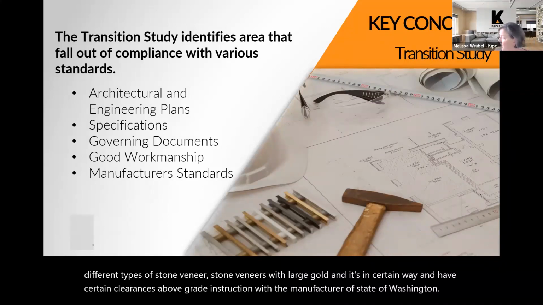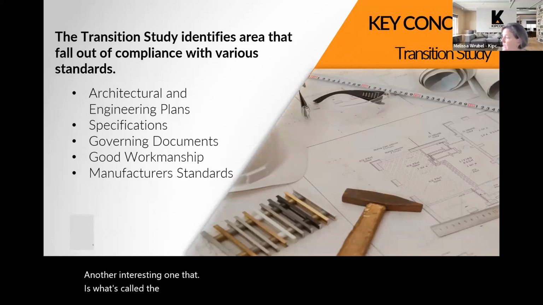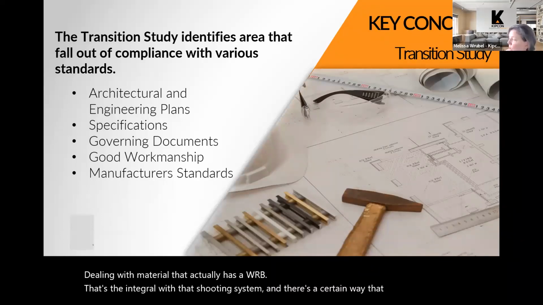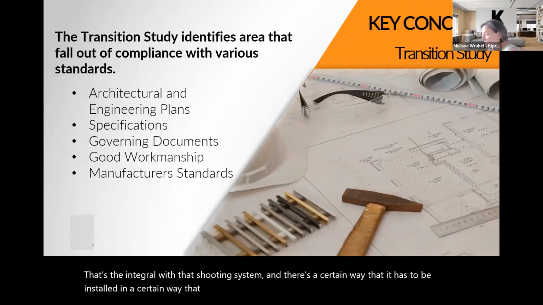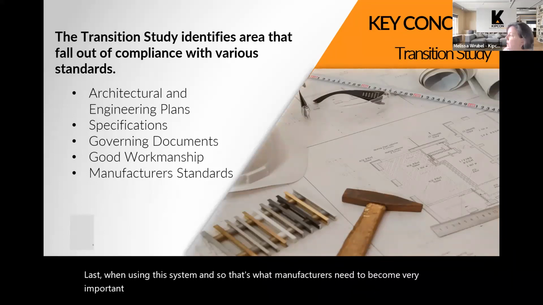Another interesting one that I come across a lot lately that's being used on a lot of buildings is what's called the zip system. It's a sheathing material that actually has a WRB that's integral with that sheathing system. And there's a certain way that it has to be installed, and the exterior materials have to be flashed when using a zip system. That's when manufacturer standards become very important, because sometimes they point out the way that their particular product should be constructed.